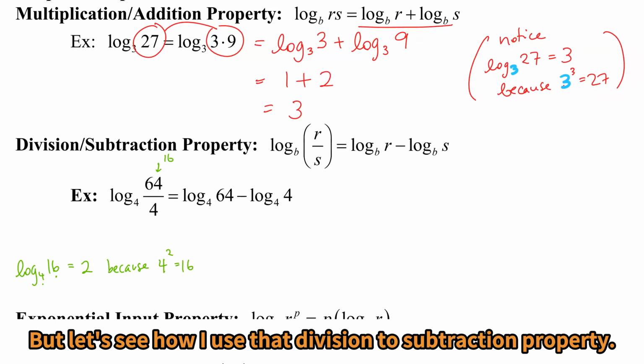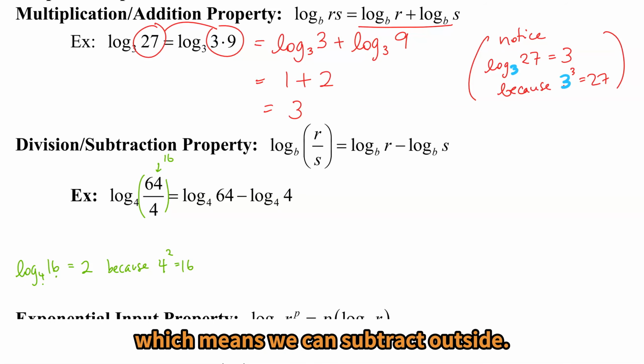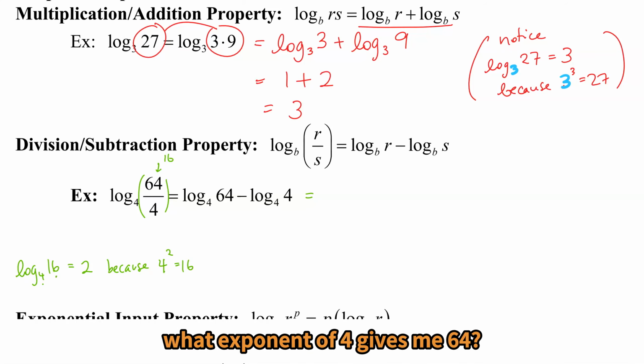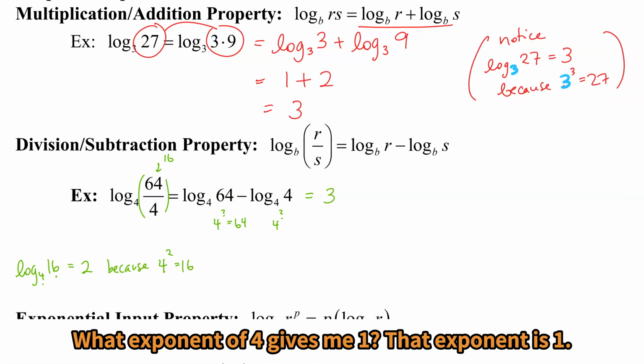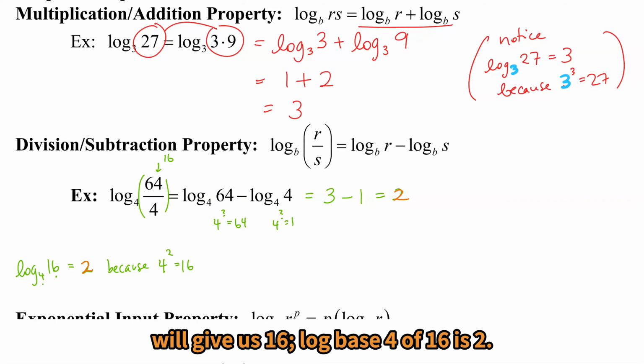But let's see how I use that division to subtraction property. So we're dividing inside the log, which means we can subtract outside. And log base 4 of 64, what exponent of 4 gives me 64? That exponent's 3. What exponent of 4 gives me 1? That exponent is 1. 3 minus 1 is 2. And we already said that 64 divided by 4 will give us 16. Log base 4 of 16 is 2, and it works.